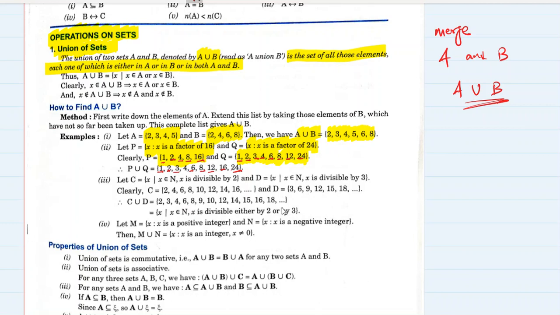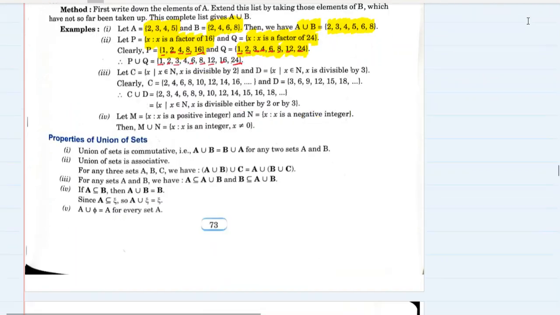Let M is equal to {x such that x is a positive integer}. Let N is equal to {x such that x is a negative integer}. So M union N will be the set of integers such that x is not equal to 0. That means positive and negative, all integers taken together but except 0, will be the members of M union N. Okay, so this is union.